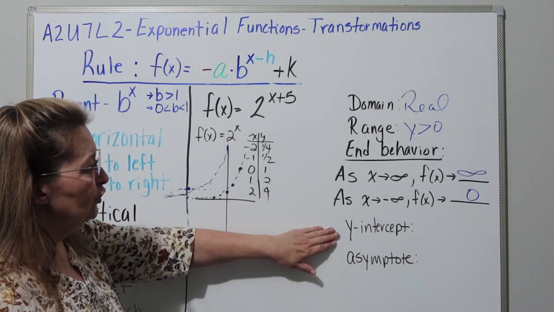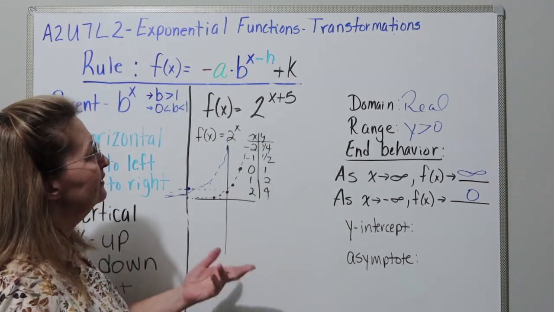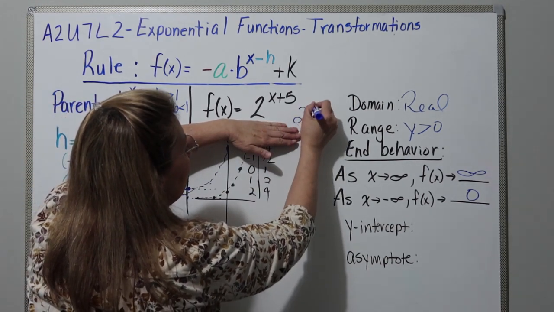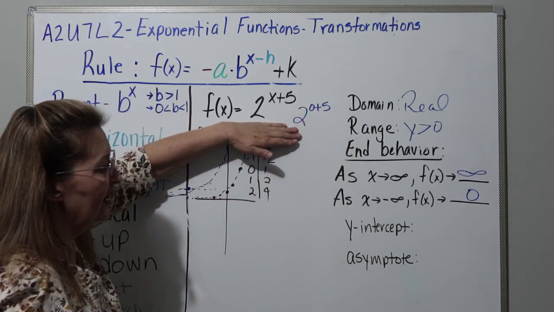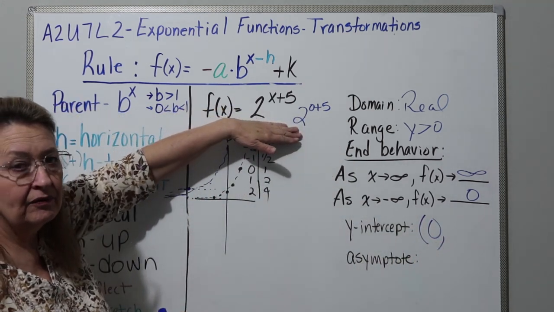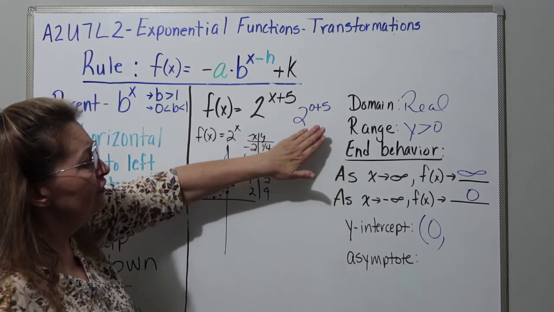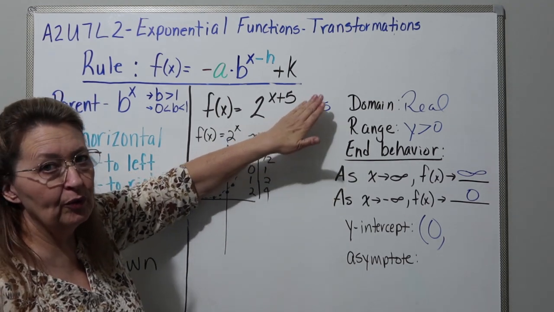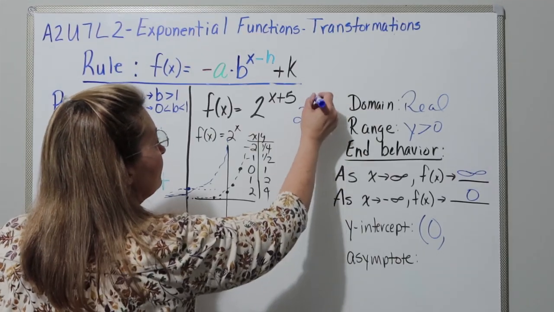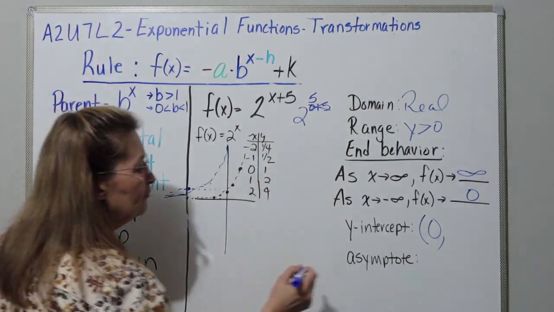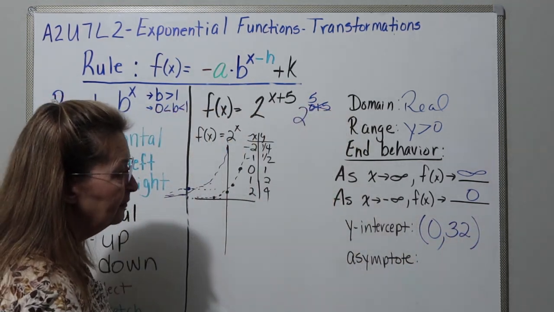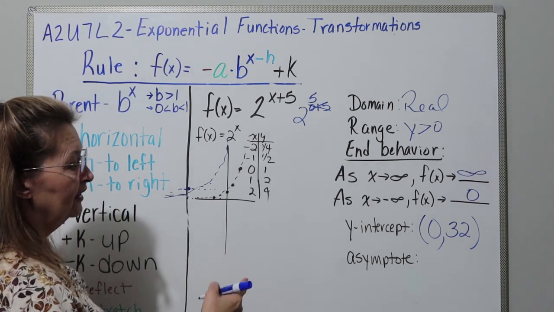Okay? Now, your y-intercept. It is just easier for me to take my function and fill in the 0 and solve it to find out what my y-intercept is. Remember, a y-intercept is where x is 0. Now, when you fill this in, this is not 2 to the 0 power plus 5. You have to do the calculation first. So 0 plus 5 is 5. 2 to the 5th power is 32. So my new y-intercept is at 0 to the right or left and up 32.